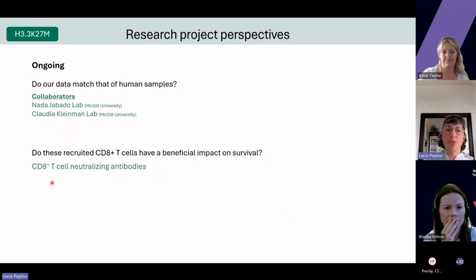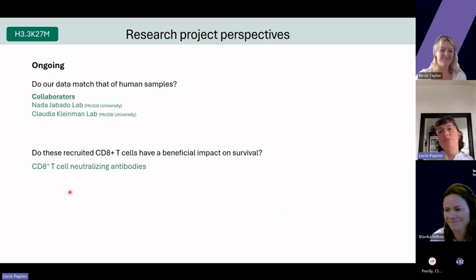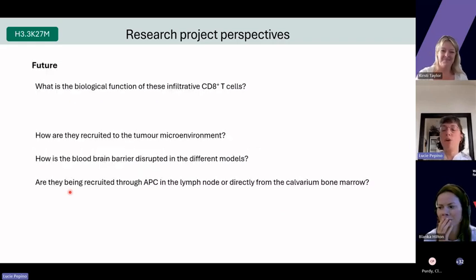Another thing that is underway at the moment: mice are being treated to ask whether these recruited CD8 T cells have a beneficial impact on survival. So at the moment, I'm neutralizing the CD8 T cells with antibodies. It's currently underway, so I cannot tell you the results yet, unfortunately. And of course, it opens an even broader question: what is the biological function of these infiltrating CD8 T cells? Because at the moment, we have no idea if they are beneficial or detrimental. The CD8 neutralizing antibody will help us understand that.